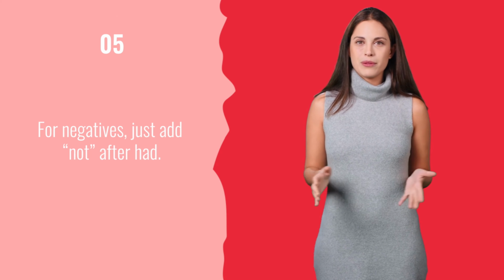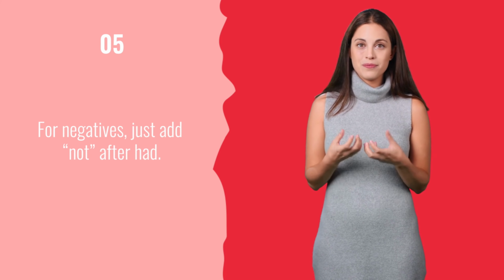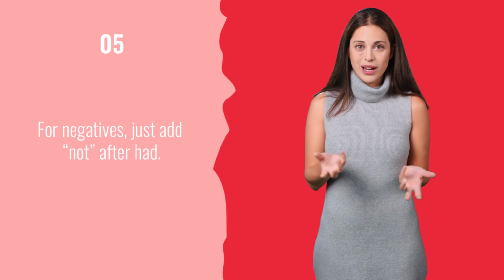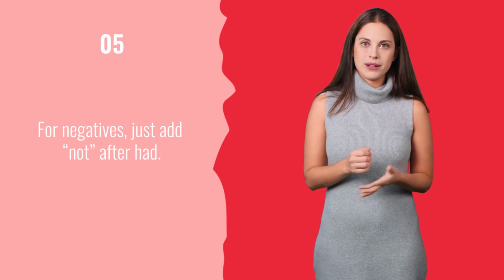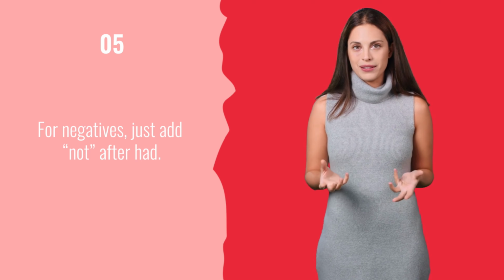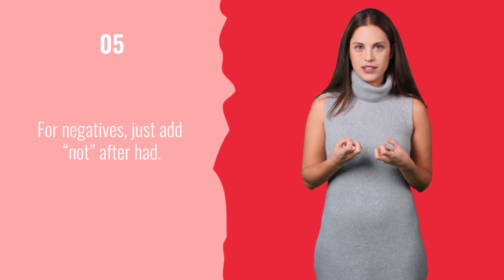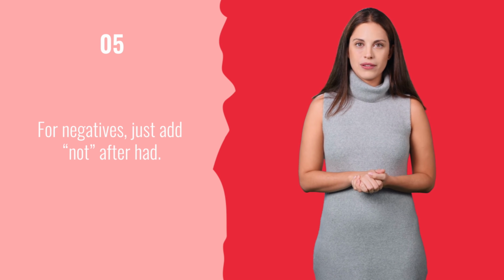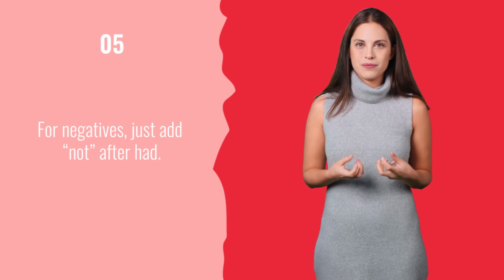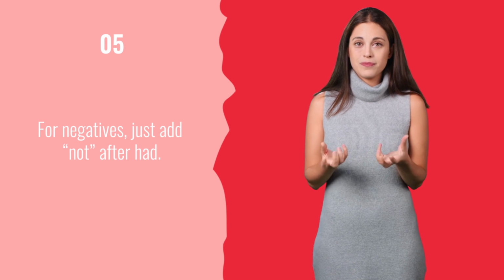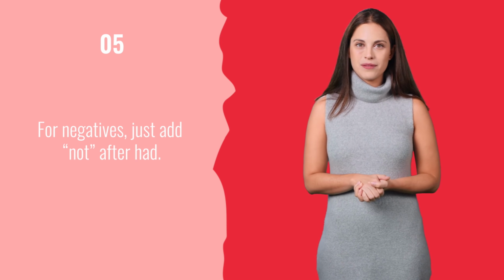Tip 5. For negatives, just add not after had. Making a negative sentence in the past perfect is simple. You don't need to change the whole structure. You just add not after had, and the rest stays the same. For example, he hadn't finished his homework. That means when the next thing happened, like class starting or the teacher asking for it, the homework was still not done. The action, finishing, had not happened yet.